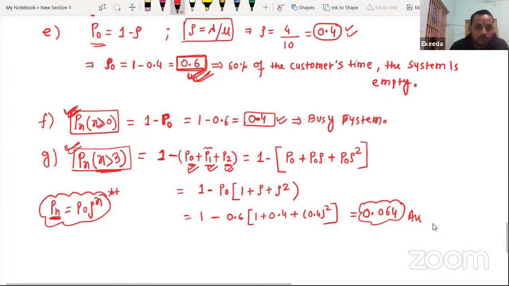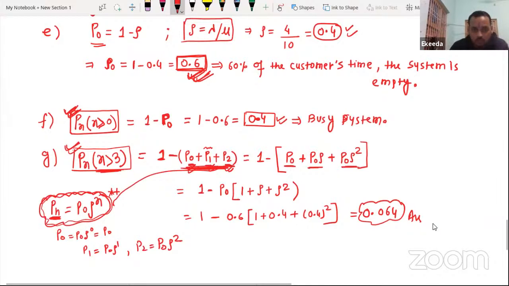So if you are going to calculate P naught, it is P naught into rho to the power 0. P1 equals P naught into rho to the power 1. P2 equals P naught into rho to the power 2. I am writing these values here, so from here only you can take these values. So this was the formula of probability of exactly n customers.